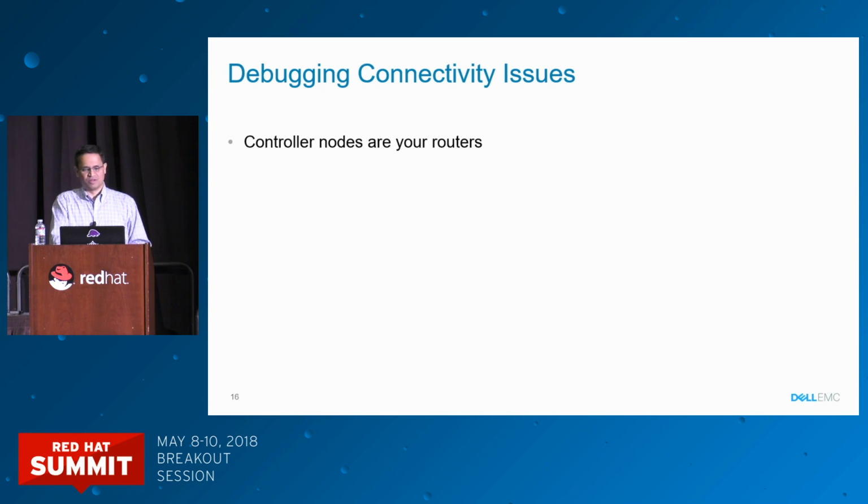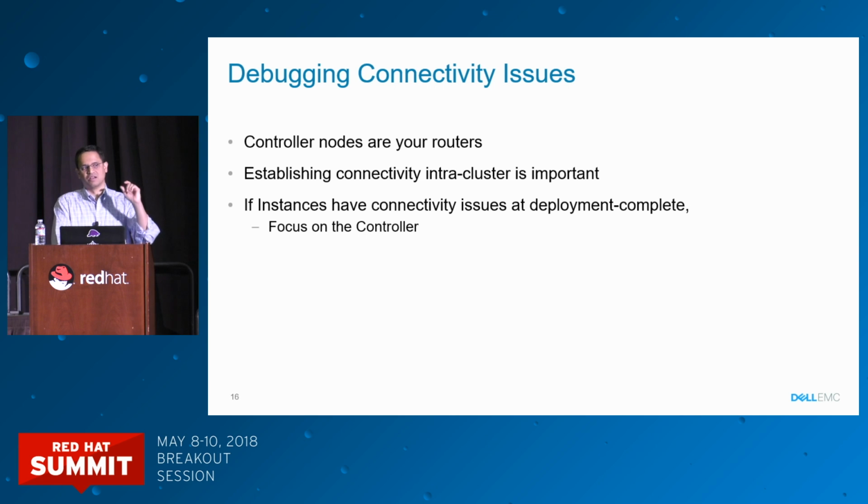Just a few ideas on how to debug some of these connectivity issues. Your controller nodes are your routers. They are virtual routers, but all your traffic is going through your controller nodes unless you have enabled DVR. We are about to enable DVR ourselves. Once we do, Jetpack will also provide support for DVR. But until then, your traffic may be going through your controller nodes, which are your network nodes as well. So treat them as your routers, physical routers. Make sure that intra-cluster connectivity with the controller nodes is established. A lot of the times, that's the problem. That's one of the problems that we see.